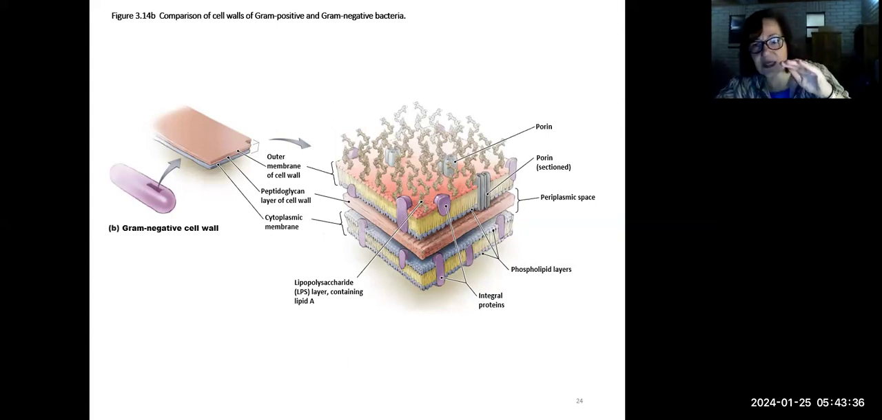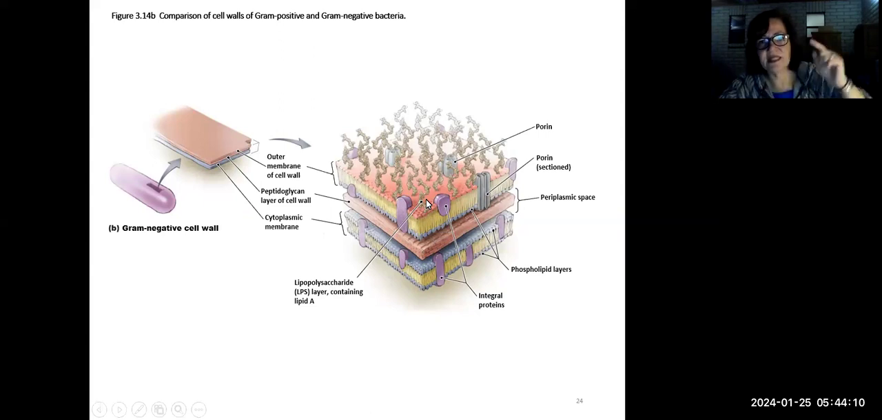But then this is what is weirder. This is what the gram-negatives have that the gram-positives don't have: outside of that peptidoglycan layer, there's this additional structure. This is the outer membrane of the cell wall. And let's see, what can I tell you about that? There are these lipoproteins sticking out, and the lipopolysaccharides with a lipid A.